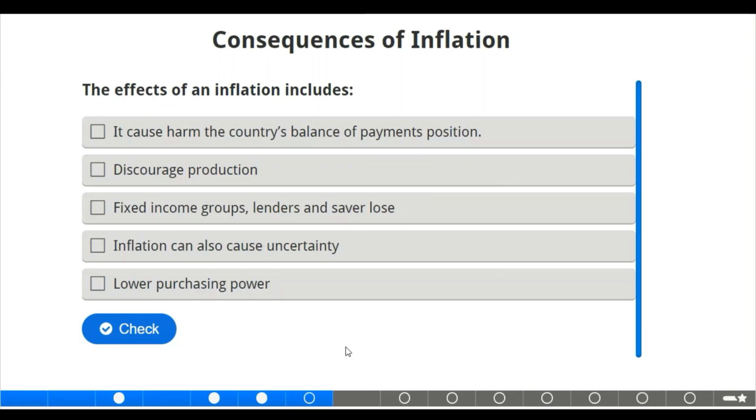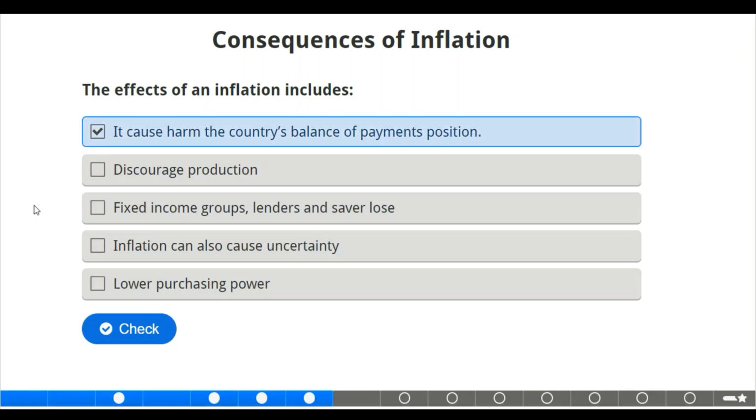Moving to the next slide, we now have the consequences of inflation. We have multiple choice here. It comes down to the country's balance of payment position, that is the import and export of a country, and inflation can also harm the country's balance of payment. We have discouraged production here. Of course, inflation cannot discourage production. We cannot choose that one.